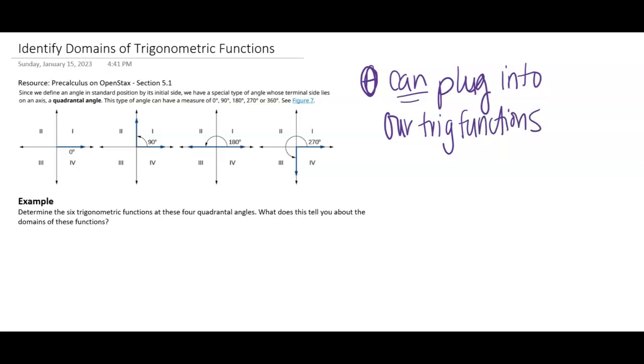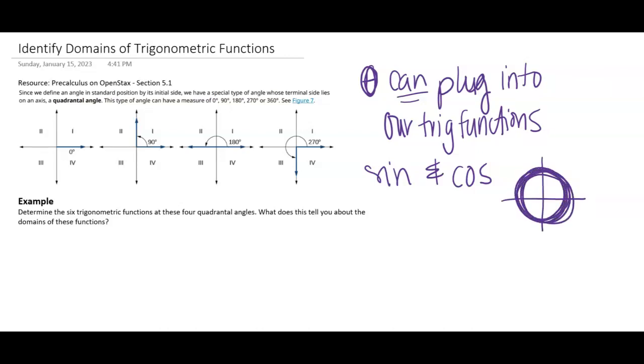Now, one thing that we're going to find is with sine and cosine, we have no issues. You can go round and round the unit circle forever and ever, and so you can take the sine and cosine of any angle, also negative angles. But it's not so true for the other four.